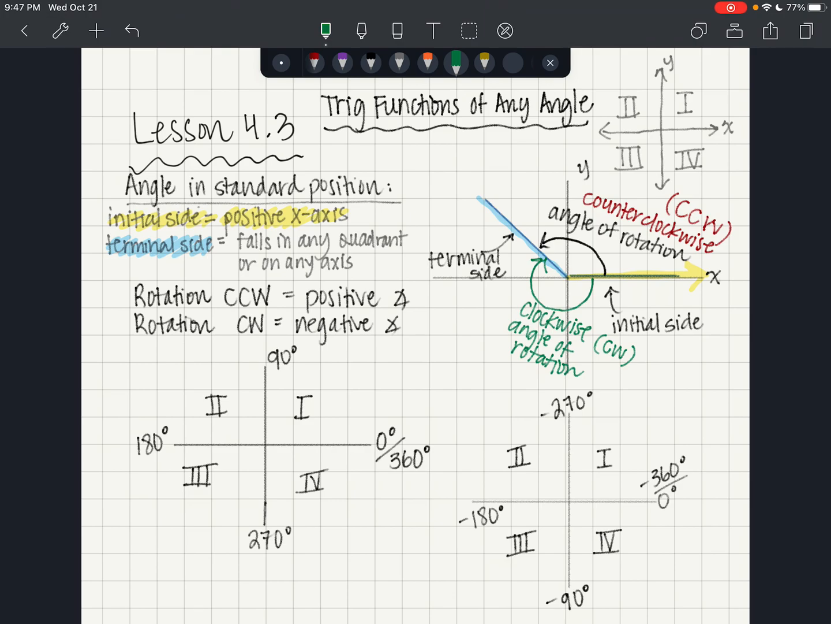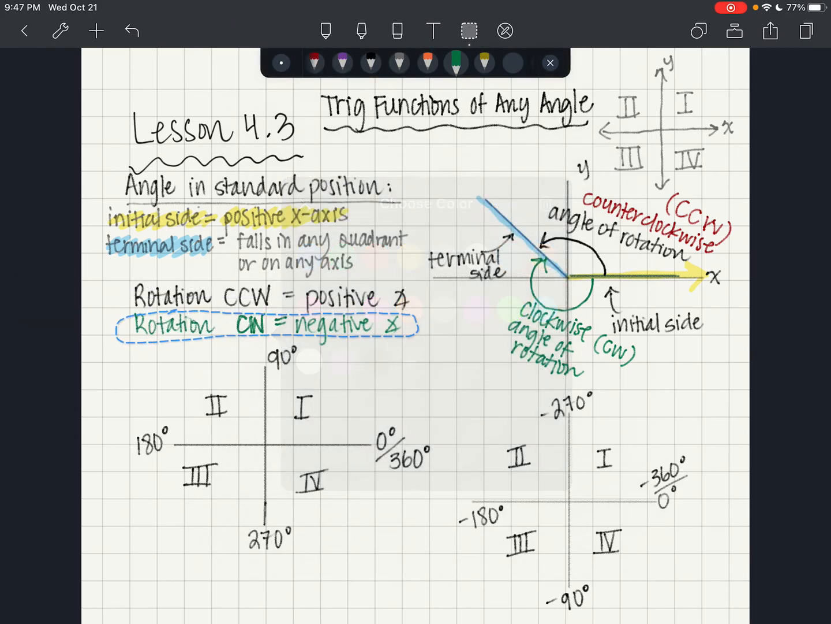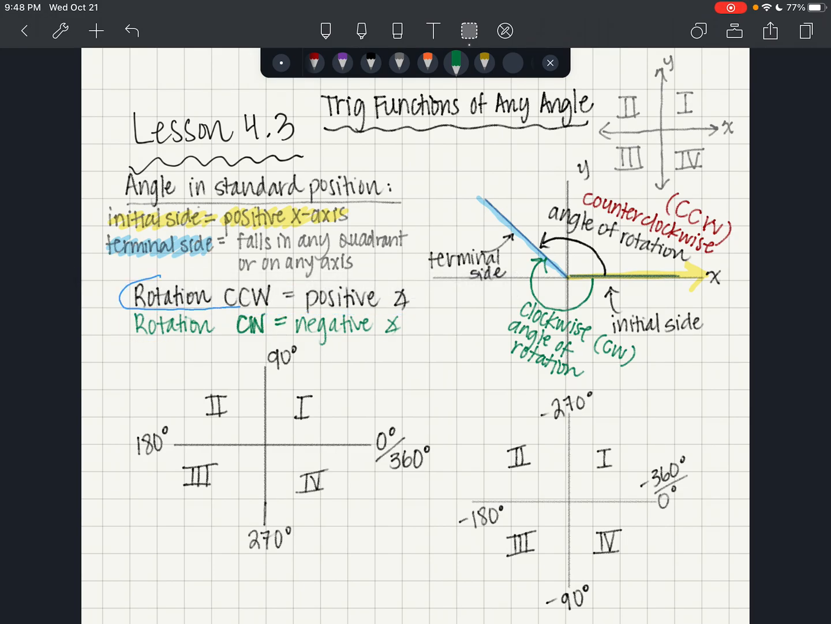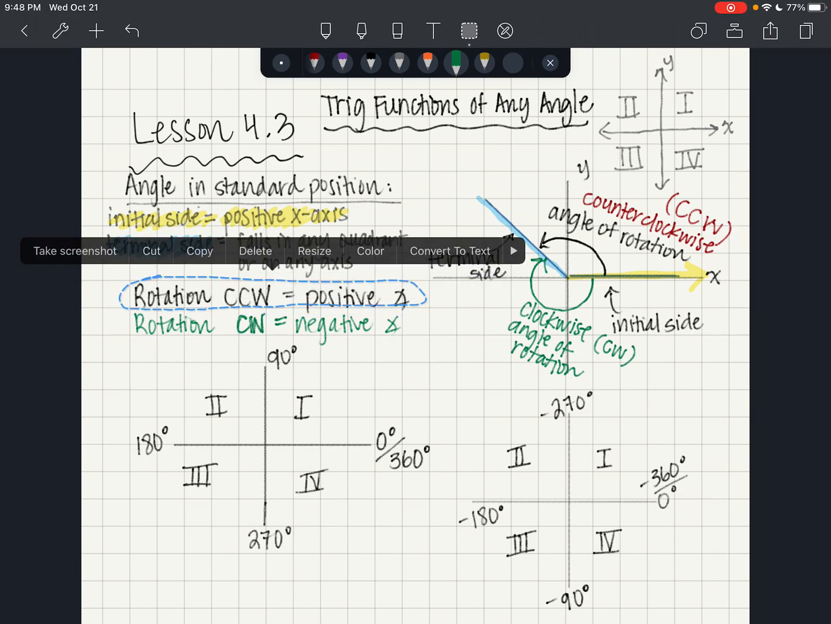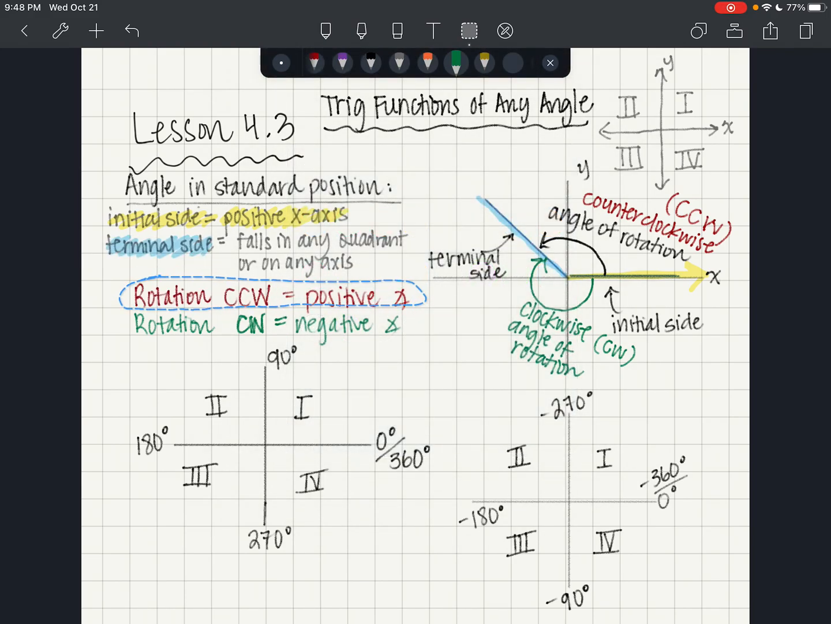Now this is important. Clockwise represents negative angles. And then counterclockwise turns, that's a positive angle.